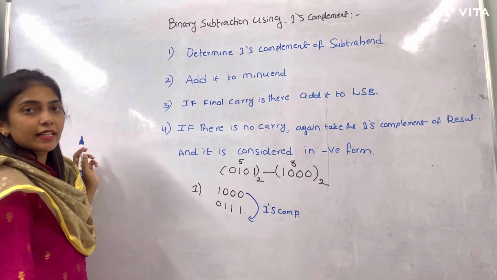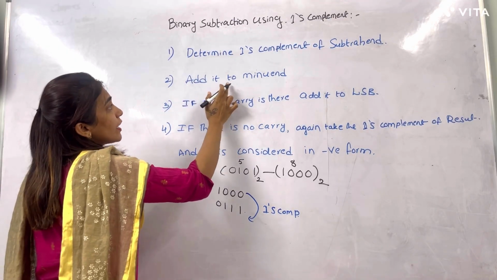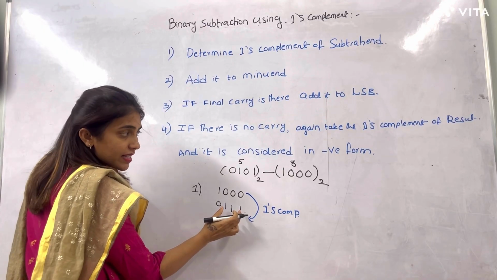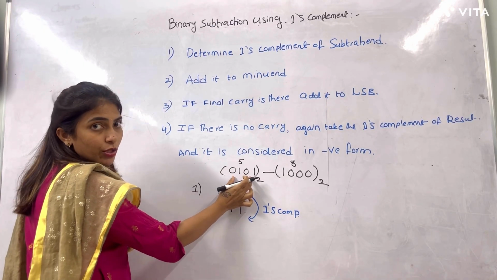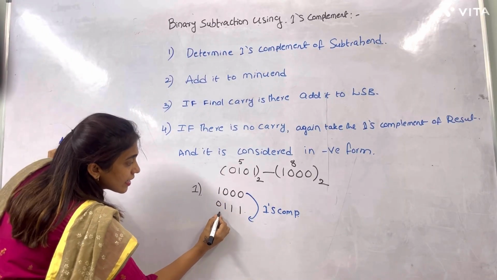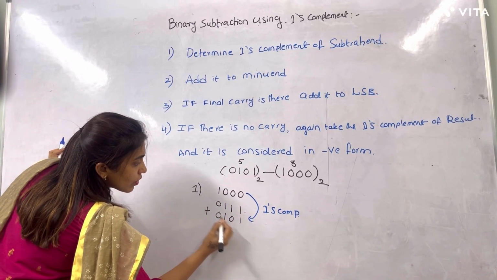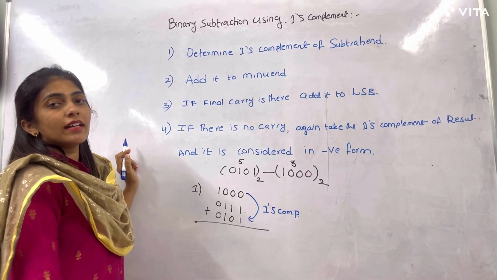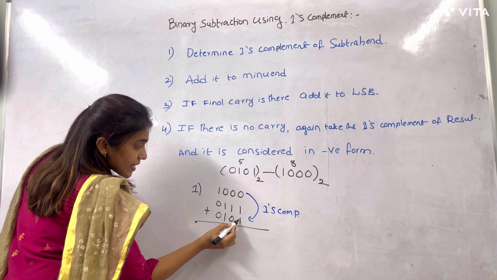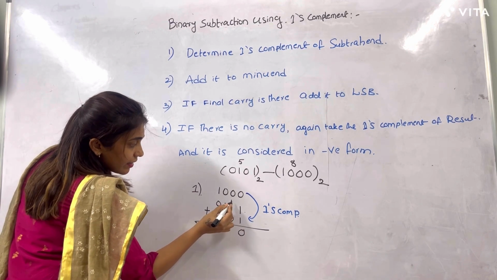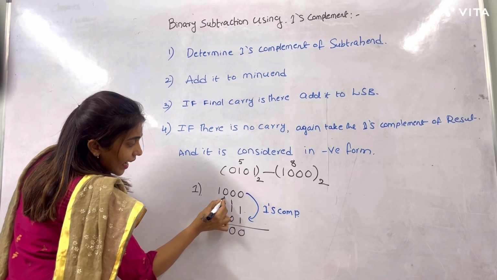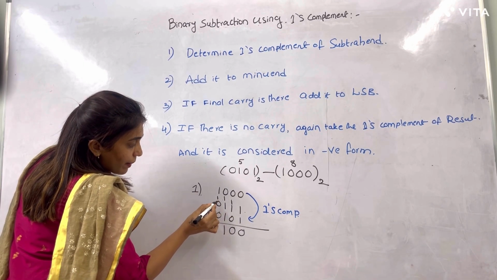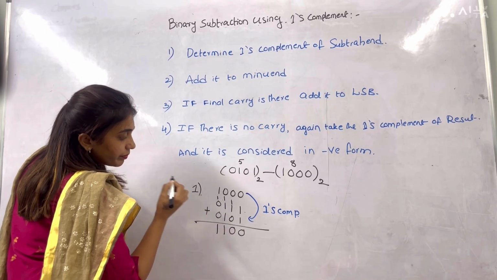The first step is completed. Then go to the second step: add it to the minuend. Whatever answer we have, simply add this answer to the minuend. Here the minuend is 0101. So we have to do the addition, binary addition. 1 plus 1 is 0, carry 1. 1 plus 1 is 0, carry 1. 1 plus 1 plus 1 is 1, carry 1. 1 plus 0 plus 0 is 1.